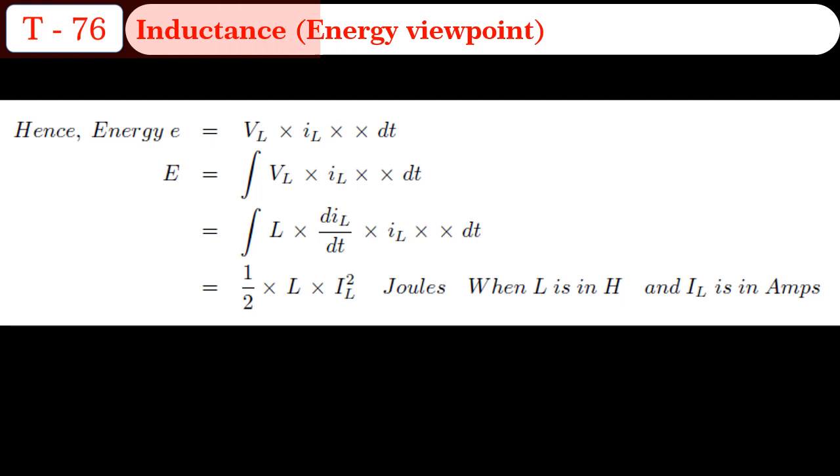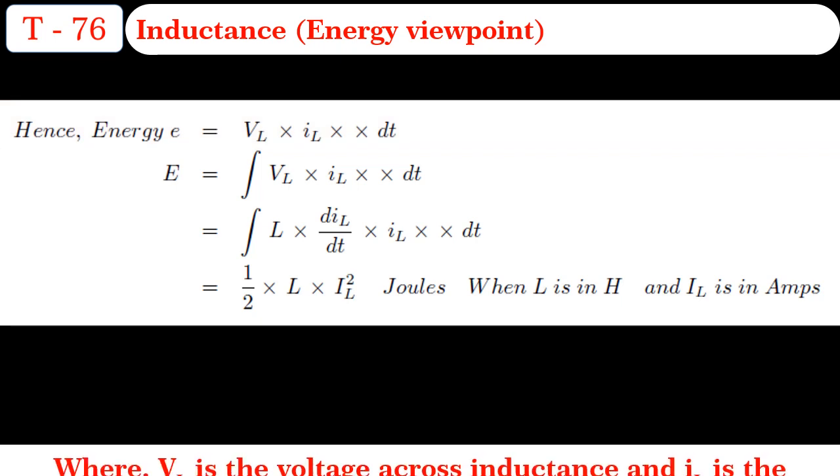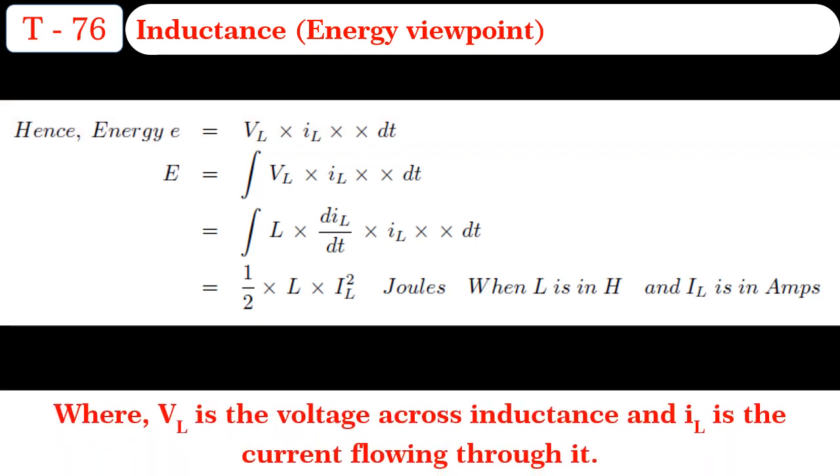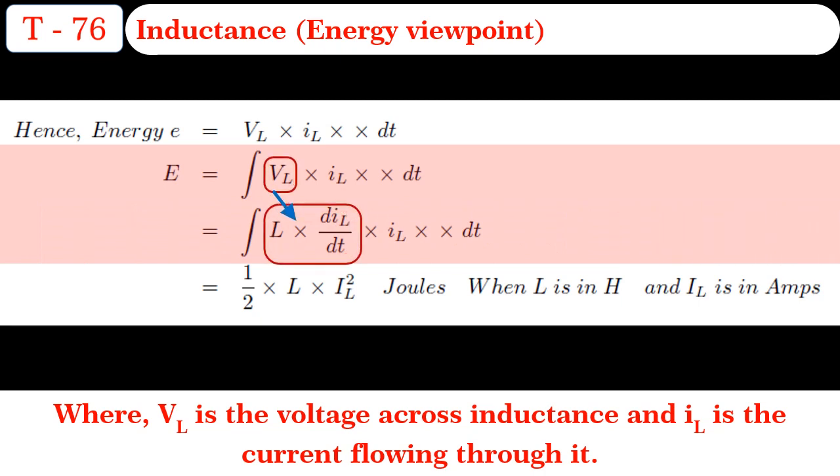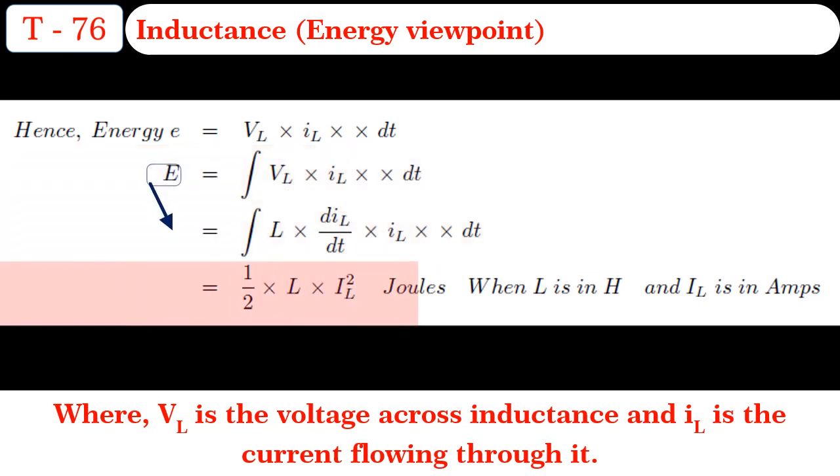Friends, now let us see the inductance circuit element from the energy viewpoint. We know that the instantaneous energy E is equal to VL into IL into dt, where VL is the voltage across the inductance and IL is the current flowing through it. Hence, by integrating it, we get E is equal to the integration of VL into IL into dt. But we know VL is equal to L into di by dt. Therefore, E is equal to half into L into IL square joules, when L is in henries and IL is in amperes.